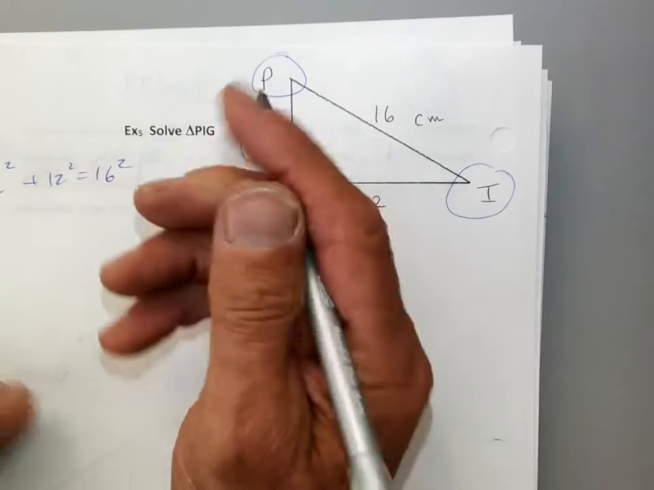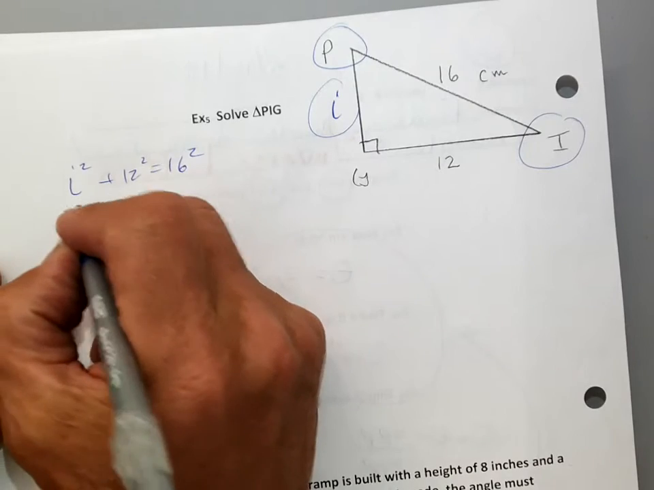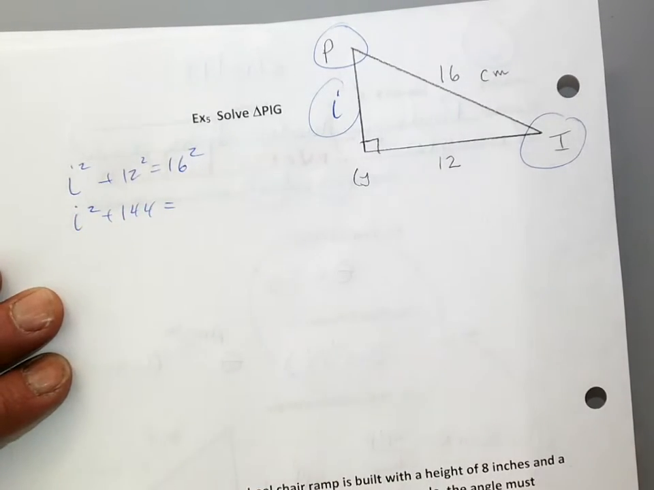Does that make sense? If I had an angle, I could use one of those, because I use an angle to get a side. I don't have an angle, so I'm going to use Pythagoras Theorem. I can do that, okay? i squared plus 144 equals 16 squared.